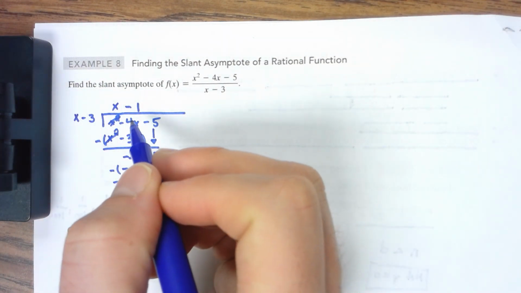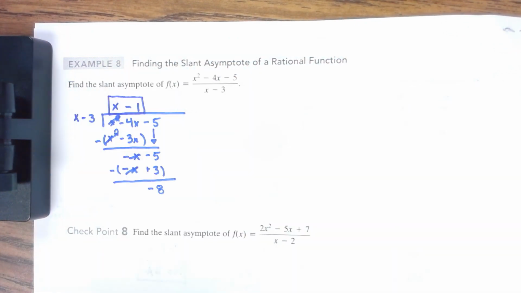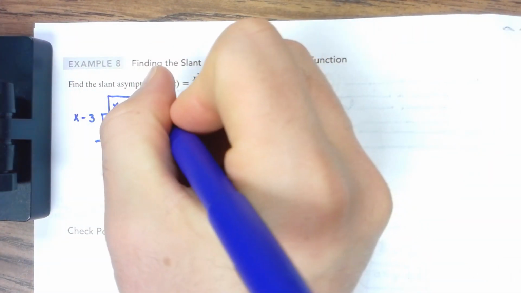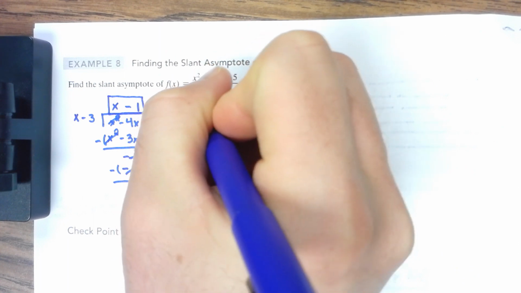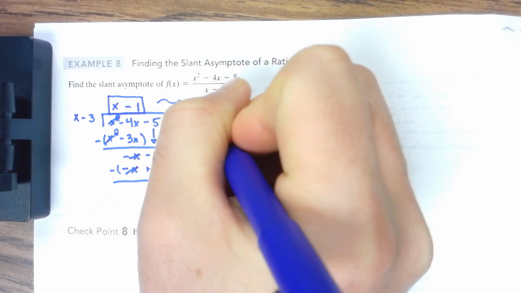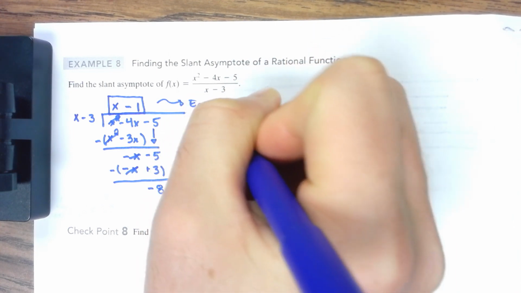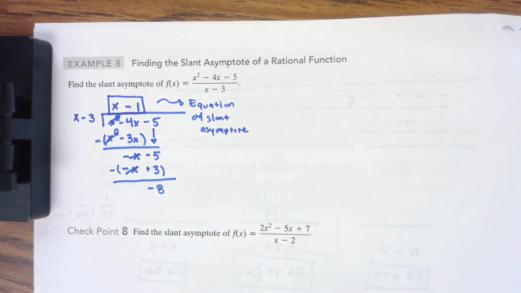So the equation of the slant asymptote is the quotient without the remainder itself. So this is our equation of the slant asymptote. Yep, the remainder has no value in terms of what that equation ends up being.